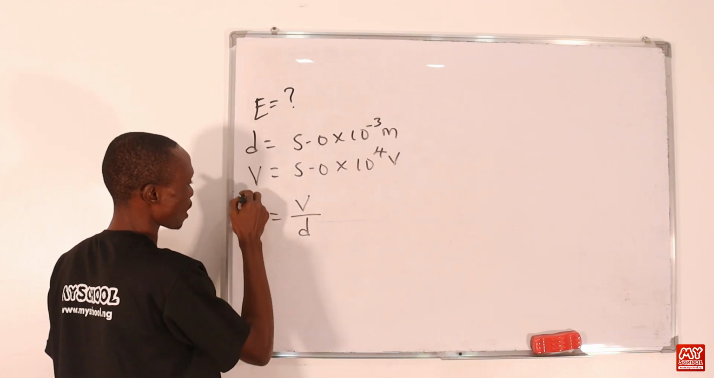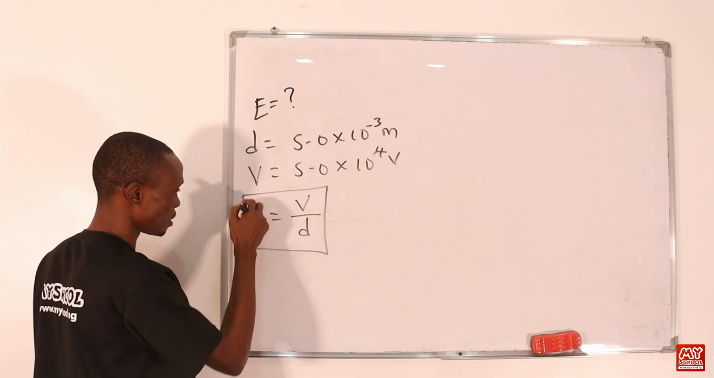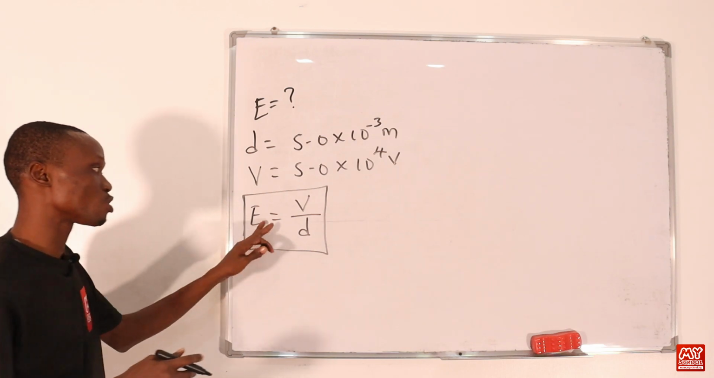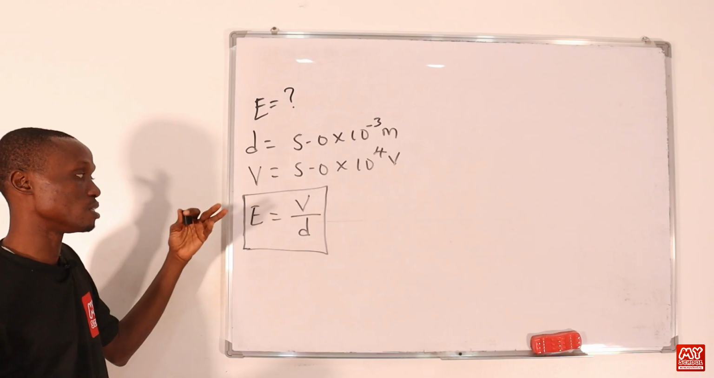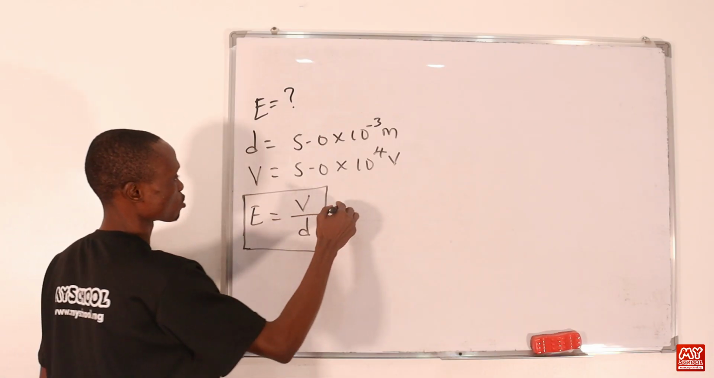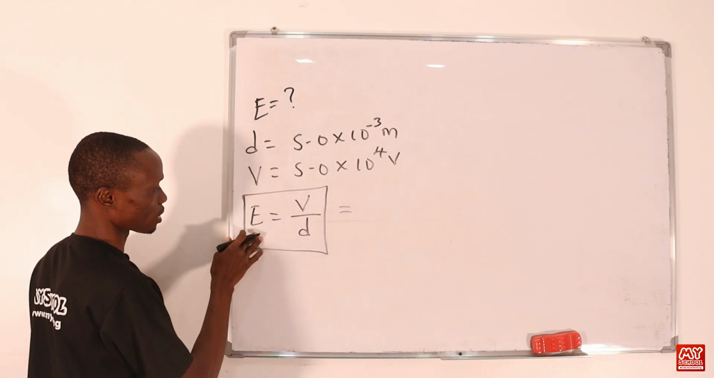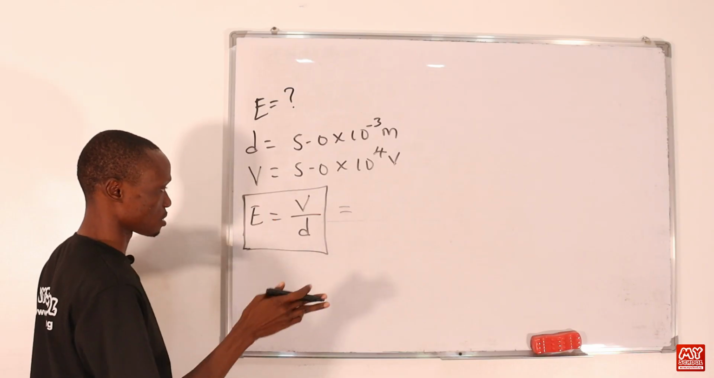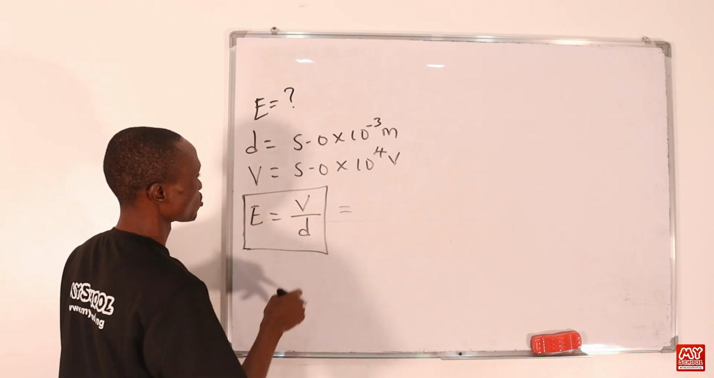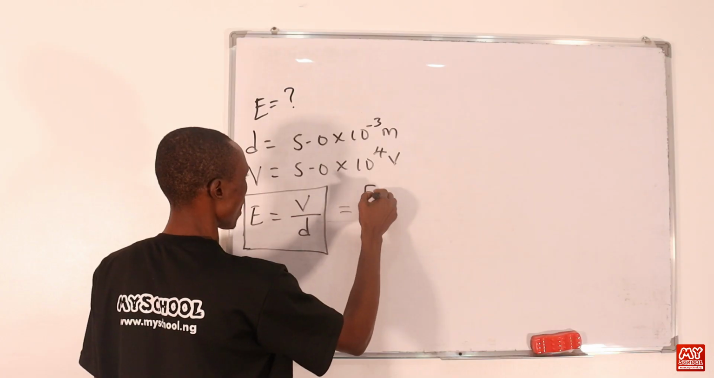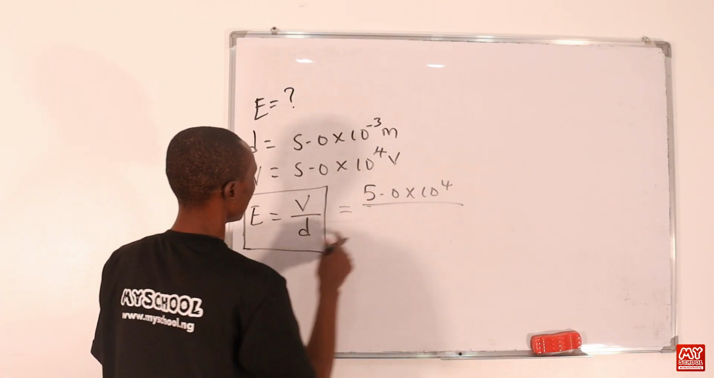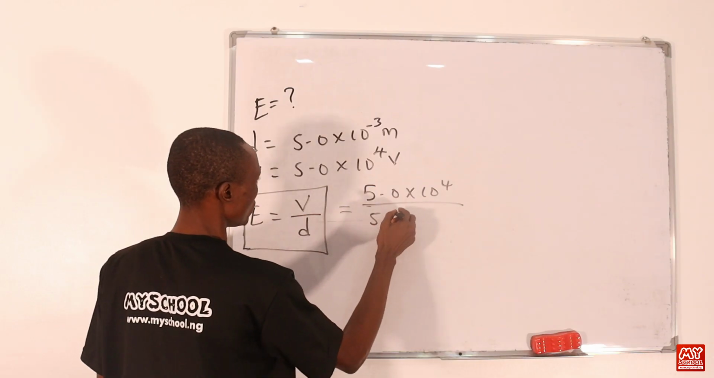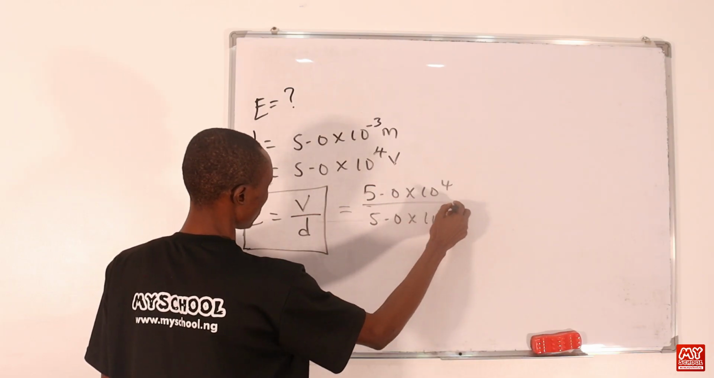Of course, this formula, I'm going to be deriving it as the lesson progresses. So this is another formula that you can use to calculate for electric field intensity. So let us substitute the values that are given to us so that we can get the value of the electric field intensity between the plates. So V is given to us to be equals to 5.0 times 10 raised to power 4 all over, now D is given to us to be 5.0 times 10 raised to power minus 3.